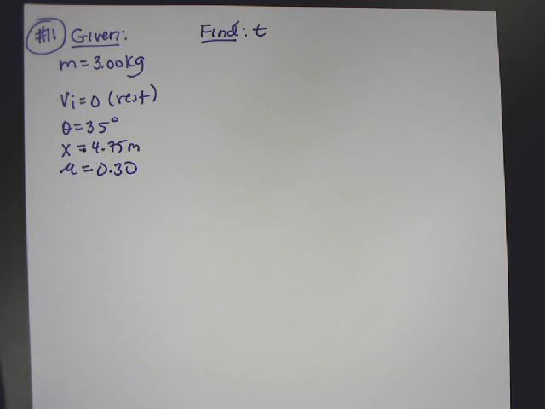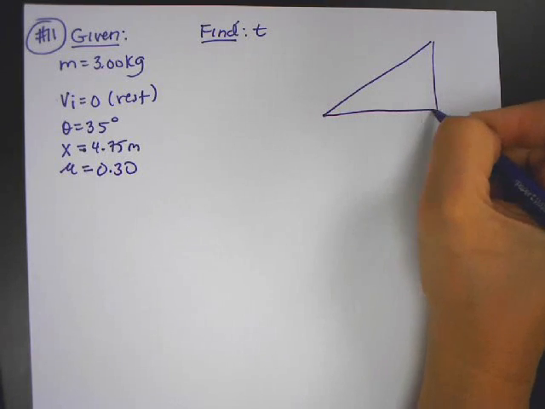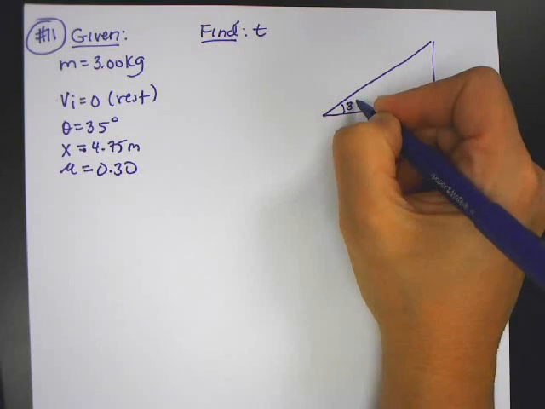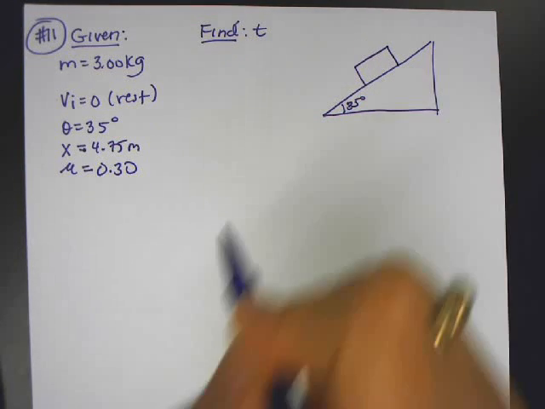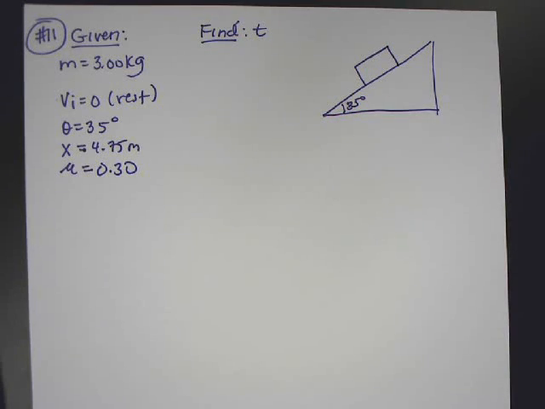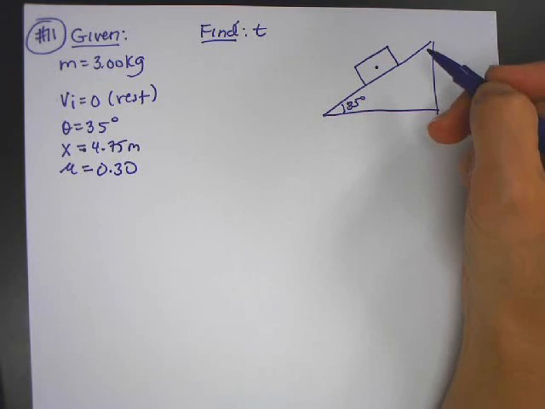So we have a lot of information here. Where am I even going to start on this problem? I'm going to start by drawing my free body diagram. Okay? So I'm going to draw my free body diagram showing all the forces acting on it. This angle here is 35 degrees. And here's my box. I'm going to show all the forces acting.